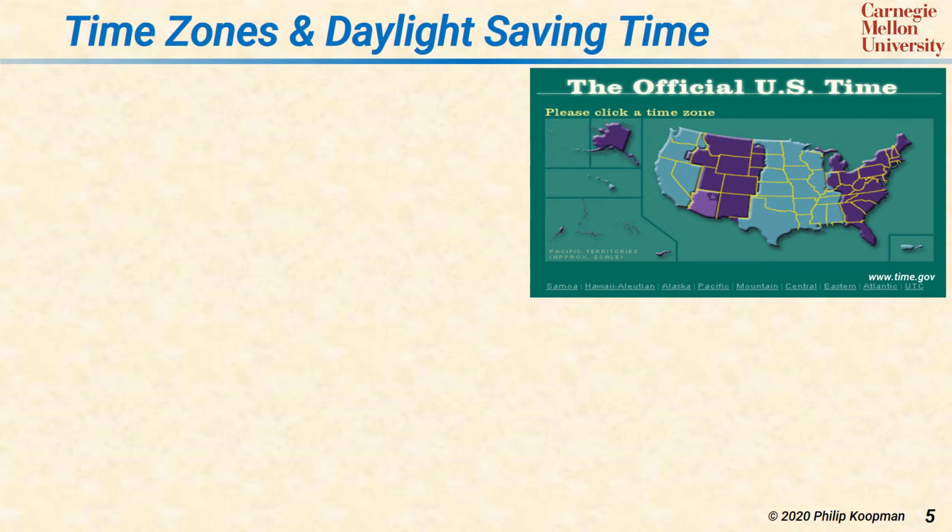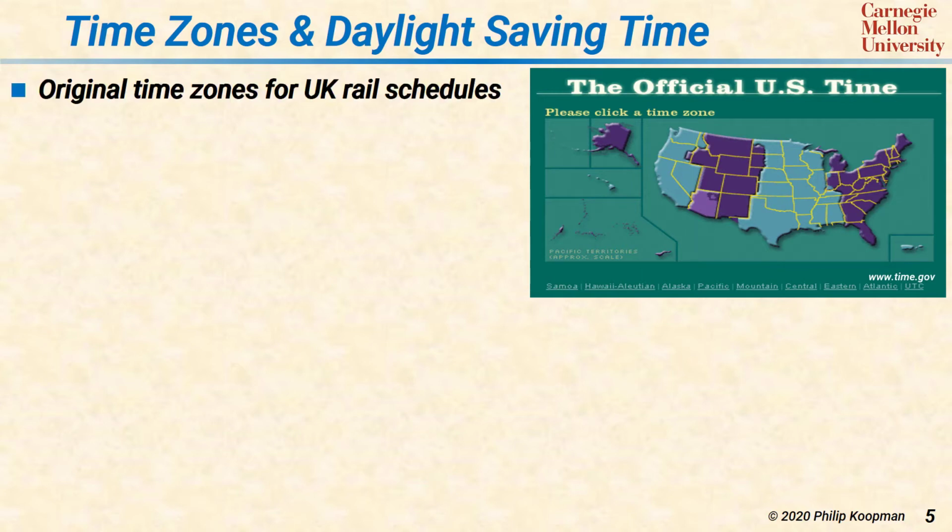Time zones were originally created in the UK for rail schedules. They had a problem that each train station on an east-west line had a different local time because the sun rises and sets at a slightly different time as you go east or west.